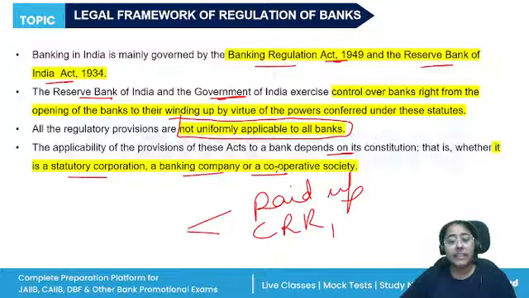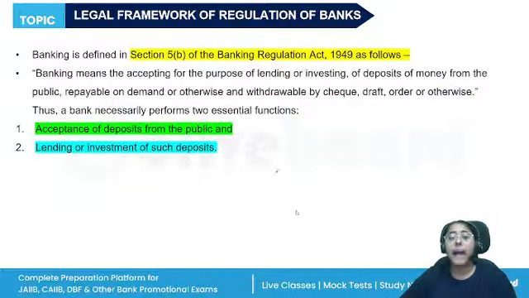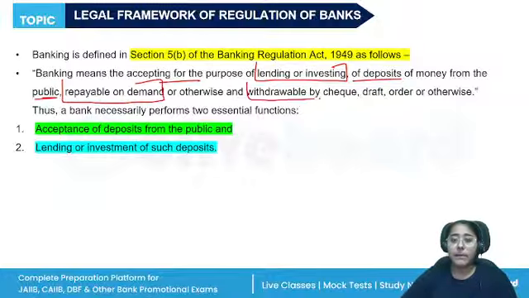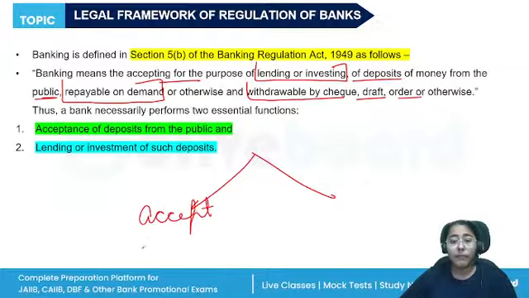Then, if we talk about the definition of banking, a very important section, Section 5B of the Banking Regulation Act defines banking as the accepting for the purpose of lending or investing of deposits of money from the public, which is repayable on demand, withdrawable by check, draft, order, otherwise. So we have two parts. Banking business. Any company who wants to be known as a banking company will have to accept deposits from whom? From the public. Which type of deposits? Which are withdrawable on demand.